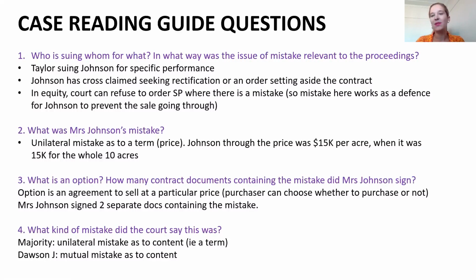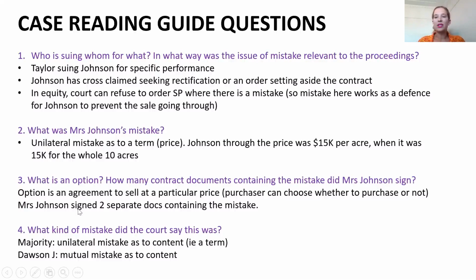And here she was ultimately successful in getting the order setting aside the contract. Yeah, and as noted just previously, in equity, a court can refuse to order specific performance when there's been a mistake made. Okay, and here the mistake prevented the sale going through. Okay, so in terms of the mistake, as noted, it was a unilateral mistake as to price.